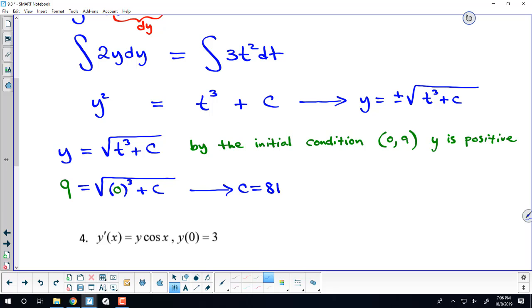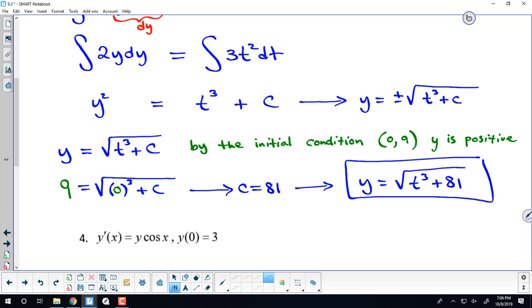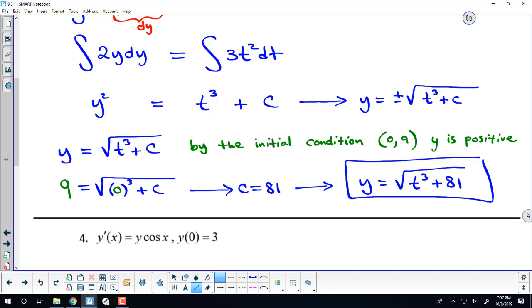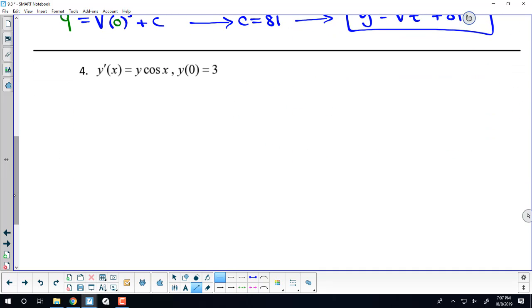And so that means that the function is the square root of t cubed plus 81, or y of t, if you will. Any questions on that example? Okay, so I'll give example 4 a shot.